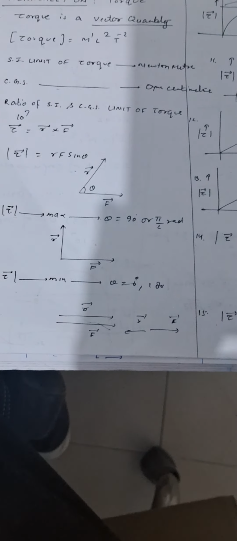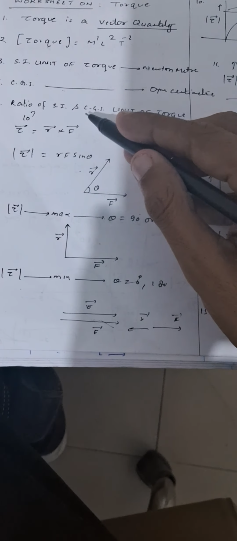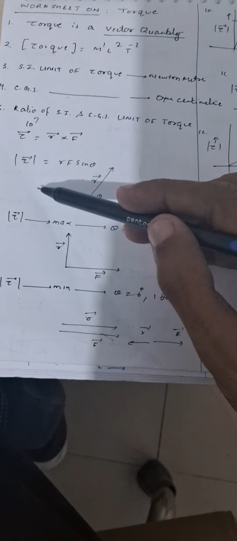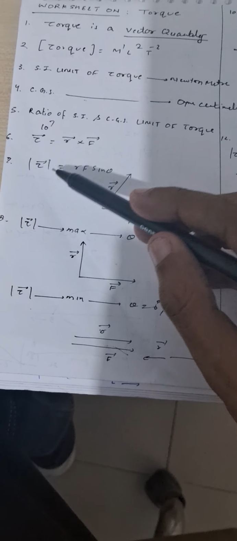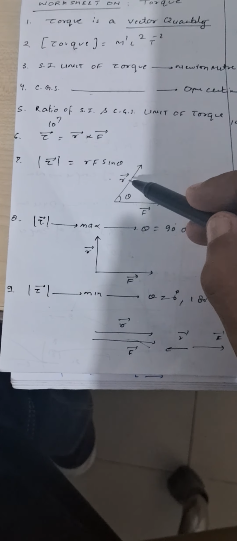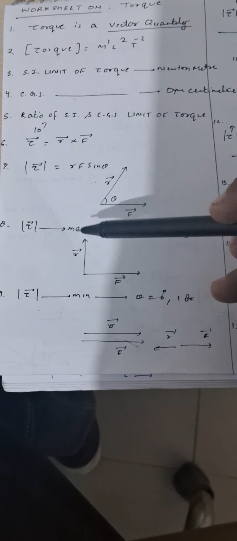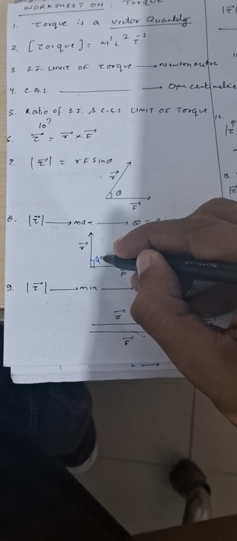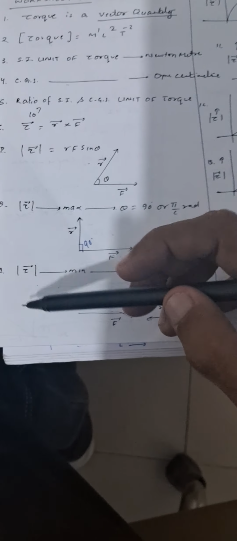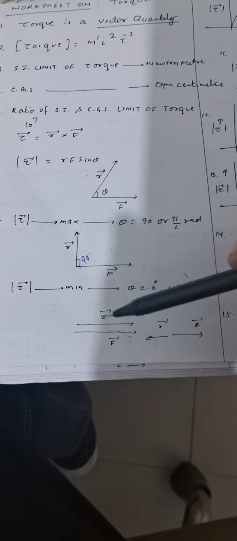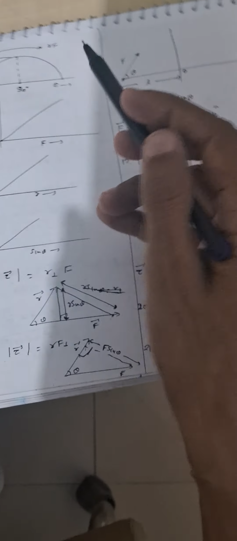Next is the vector form of torque. In vector form it is equal to R cross F. Next is the magnitude of torque. So the magnitude of torque is RF sin theta, where theta is the angle between the position vector and the force. Next, the modulus of torque is maximum when theta is equal to 90 degrees, that is, vector R and vector F are mutually perpendicular. Next, the modulus of torque is minimum when theta is 0 or 180, so R and F are either parallel or anti-parallel.